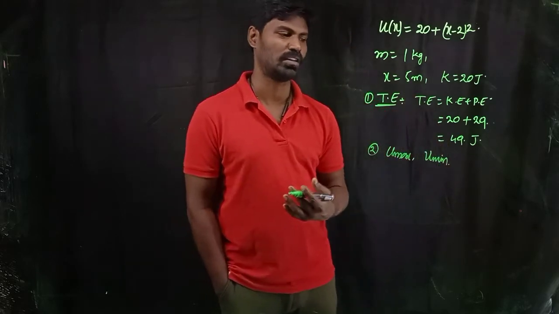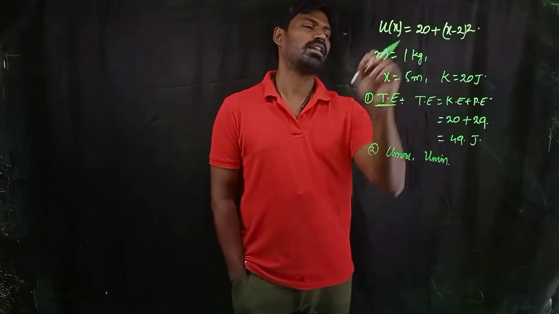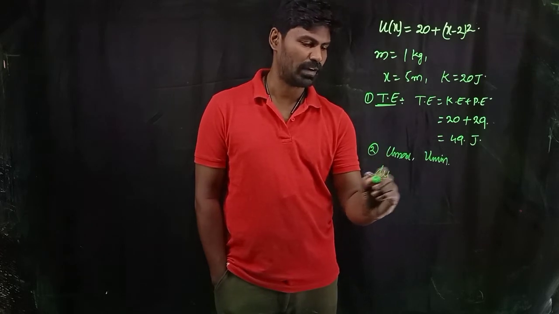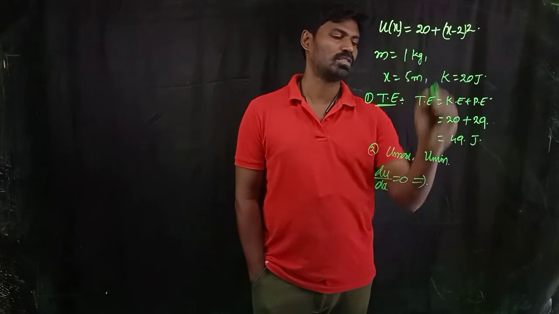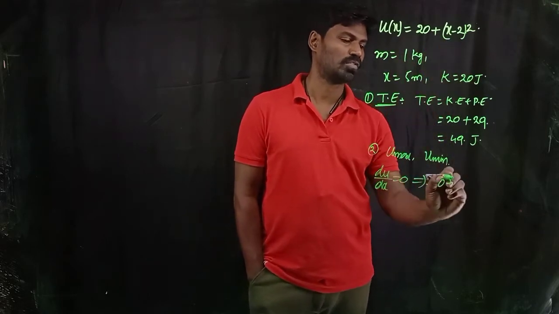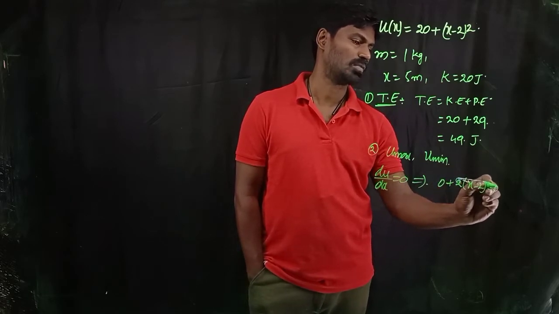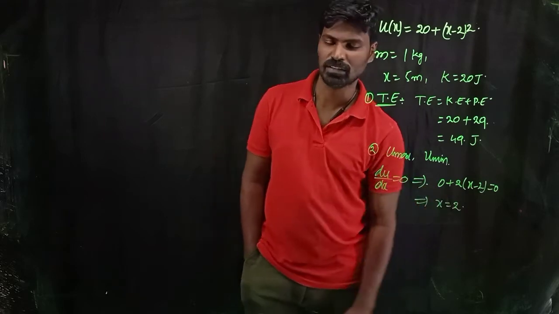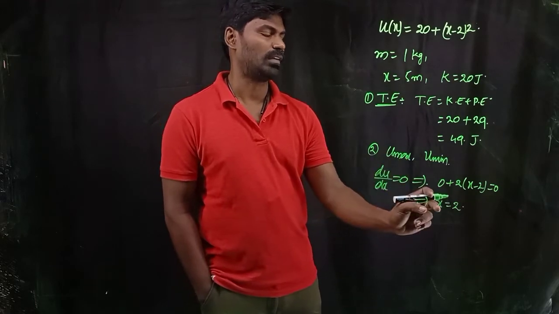Well, first of all, I should check whether there is any point like U minimum or not. Okay, so that only I'm going to do here. For the maxima and minima, what should happen? dU by dx should be equal to 0. That only I'm doing. So differentiate it. Differentiation of 20 is 0, plus differentiation of (x minus 2) whole square is 2 into (x minus 2). Altogether it should be 0. That implies you will be getting the value of x equal to 2. So at x equal to 2, there is a turning point.